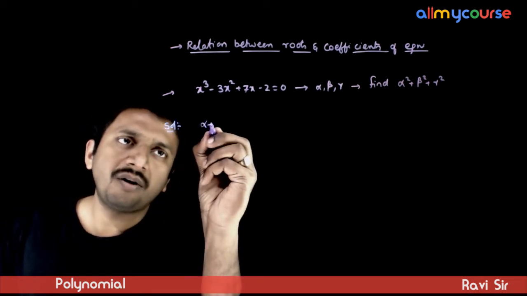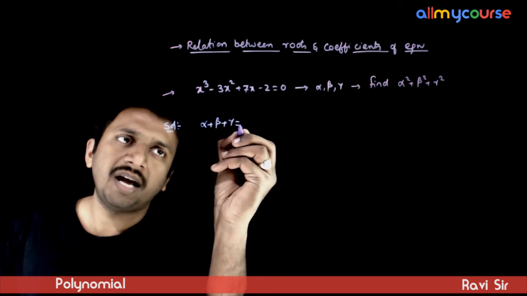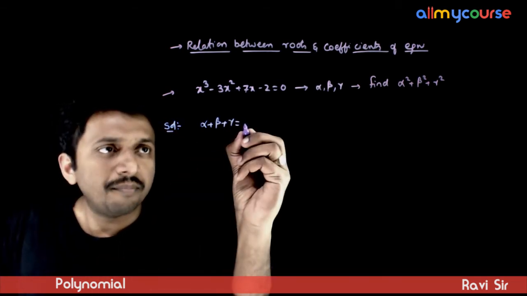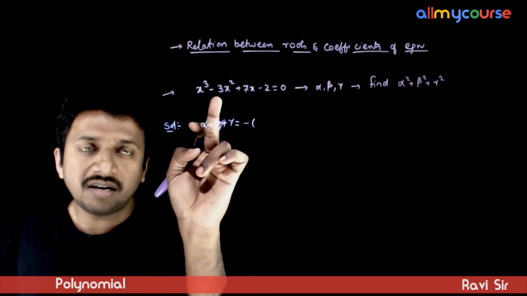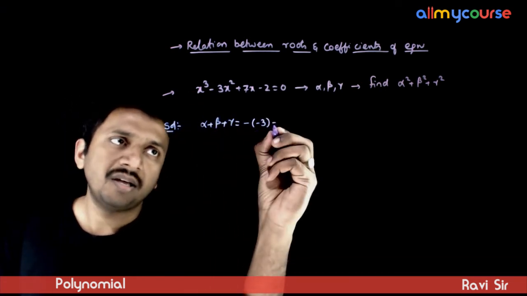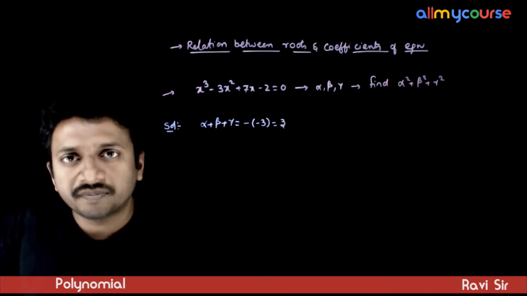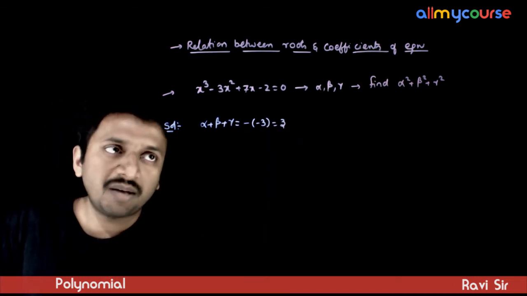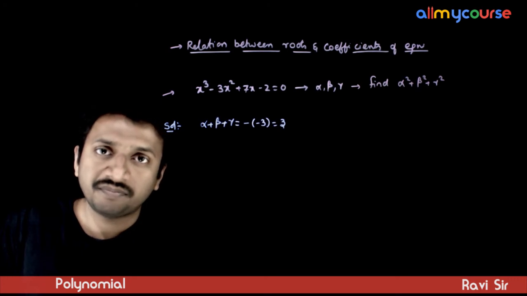The sum of alpha, beta and gamma is equal to minus of second coefficient by the leading coefficient, that is minus of minus 3 by 1, which is equal to 3. So alpha plus beta plus gamma is equal to 3.